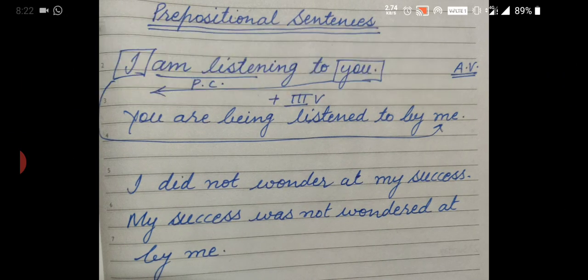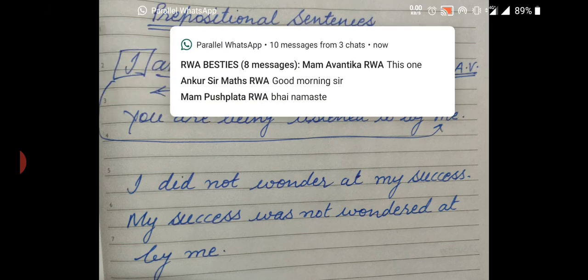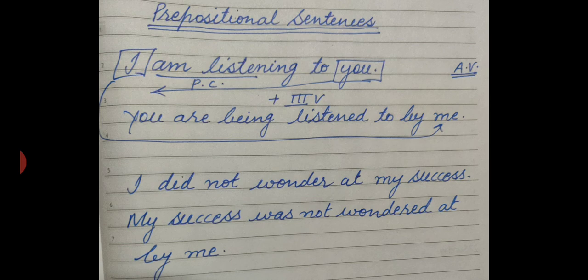Next, prepositional sentences. Dear students, in prepositional sentences, let me tell you one thing. The preposition which is given in active voice with the verb will be as it is at the same place in passive also. Okay? For example, I am listening to you. First, you must know which tense this is.